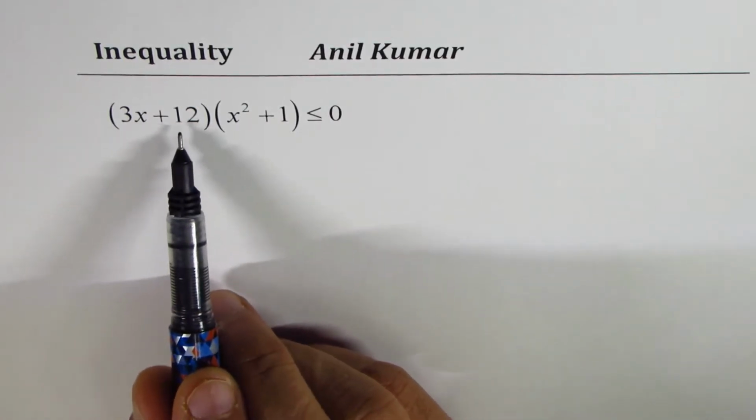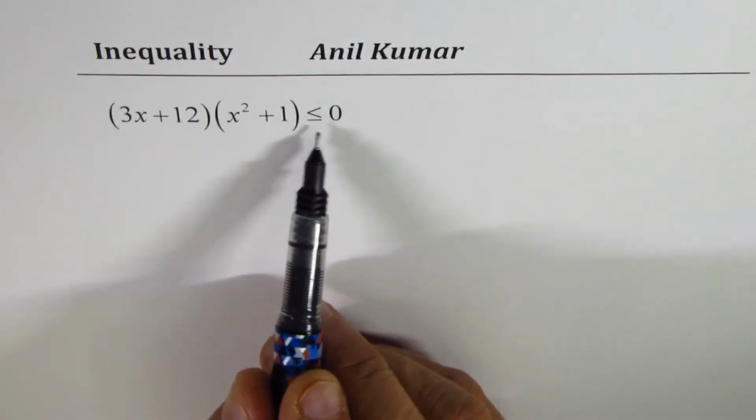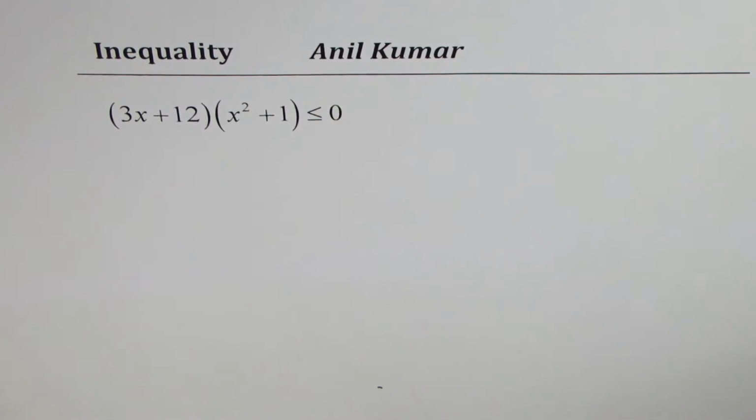We have (3x + 12)(x² + 1) ≤ 0. You need to find the solution for this inequality. You can always pause the video, answer the question, and then look into my suggestions.